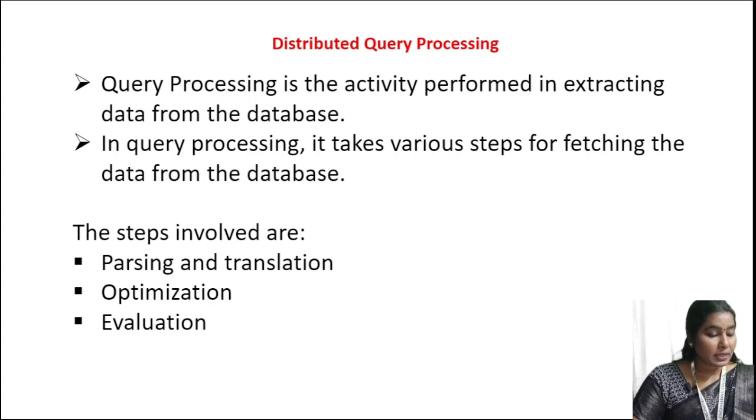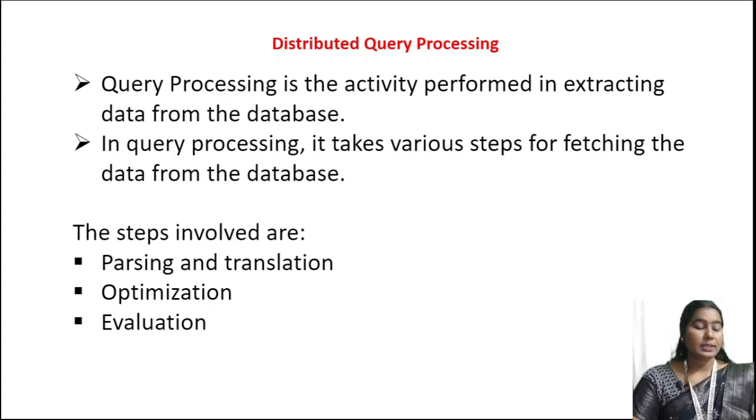These are the steps involved in query processing. The first one is parsing and translation, the second is optimization, and the third is evaluation. In parsing and translation, the database first checks if your query is written correctly. It also translates it into a format the system understands.